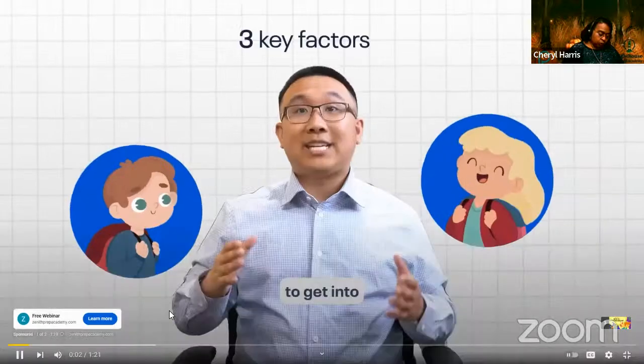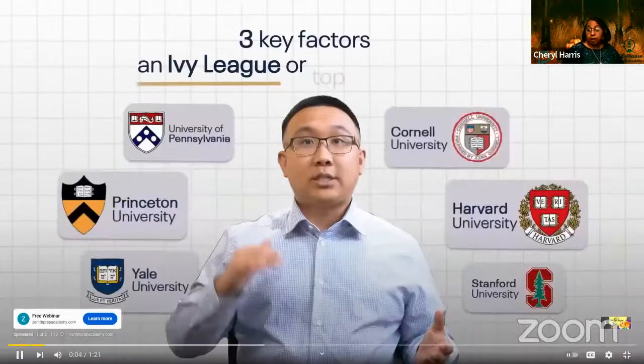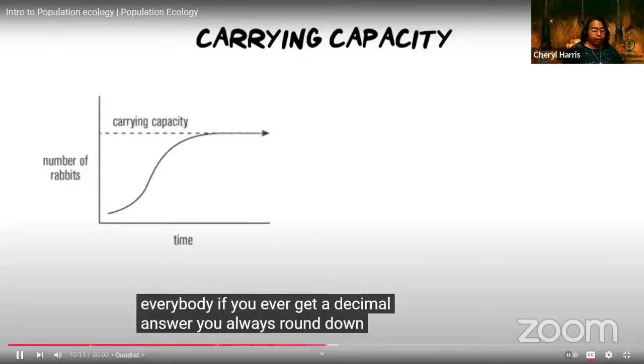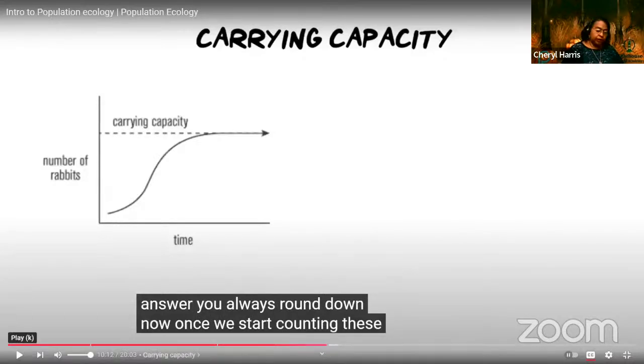Okay. And there's another commercial. So that was carrying. Your child needs these 3 key factors to get into an Ivy League or top 25 university. Now, once we start counting these. All right, so next one is carrying capacity.